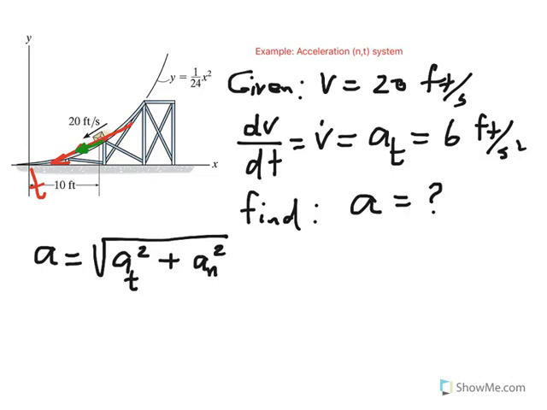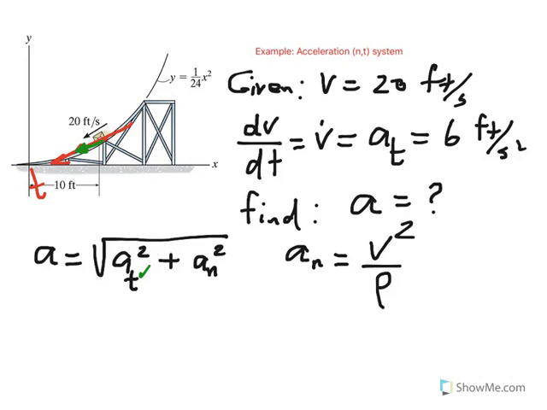So whenever an object travels along a curved path, it generally has a tangential acceleration, which is the rate of change of speed, and a normal acceleration, which is centripetal acceleration. Now we already know a sub t is 6 feet per second squared. The normal acceleration has to be calculated based on v squared over rho. We already know the velocity is 20 feet per second at that instant, but we don't know rho.